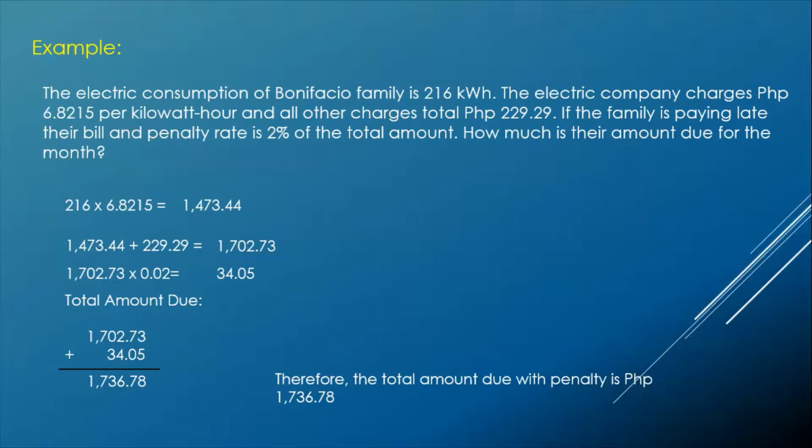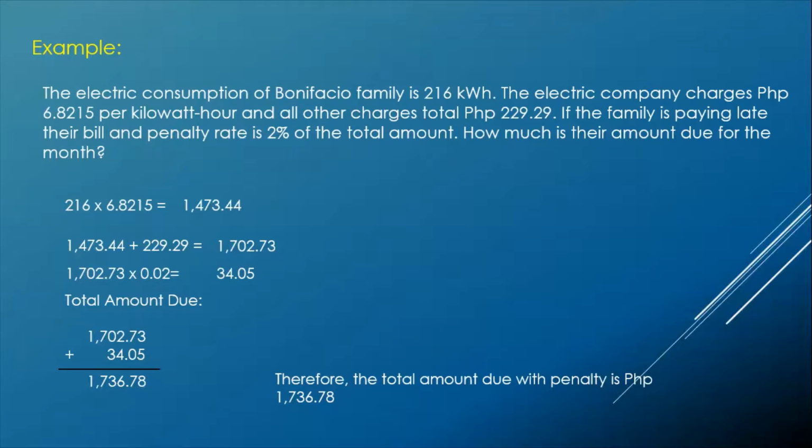That's why it became 1,702.73. After that one, if the family is paying late, they need to pay the 2% of the total amount. So 1,702.73 times the 2%, I'll just convert the 2% into decimal, and that is 0.02. So the 2% of 1,702.73, that is 34.05. And then to find the total amount due, I'm going to add the penalty and the 1,702.73. So that makes it 1,736.78, and that is their monthly payment for their electric consumption in that certain month.